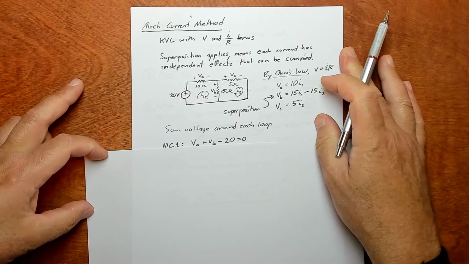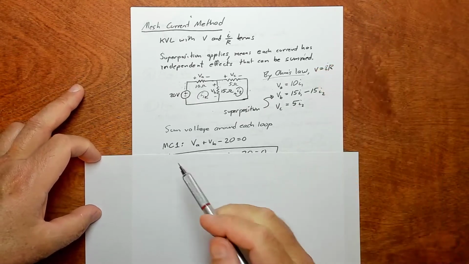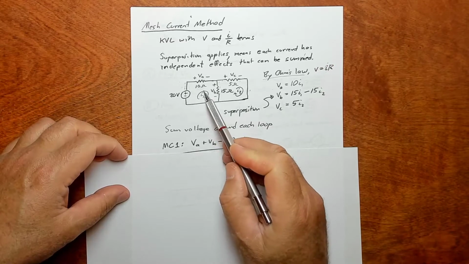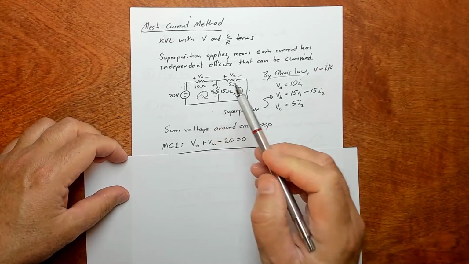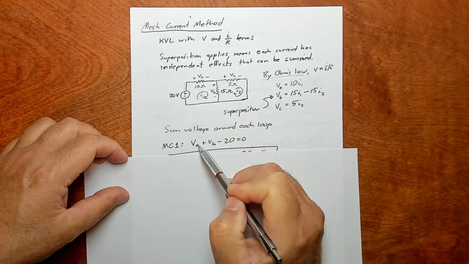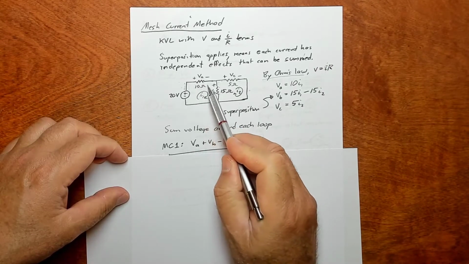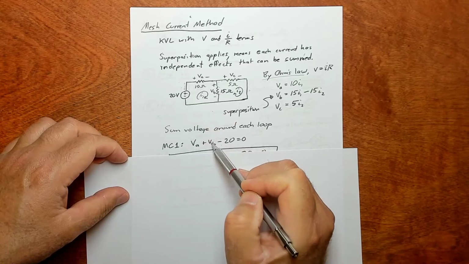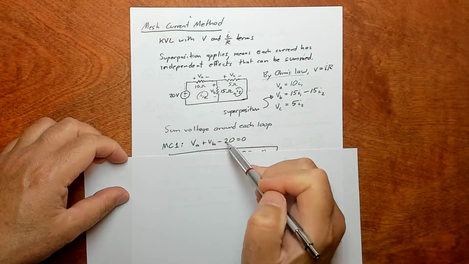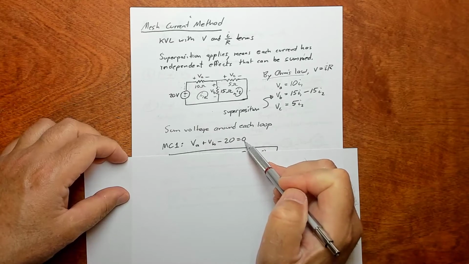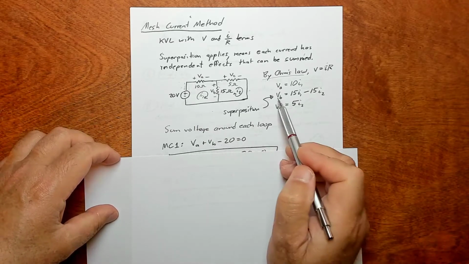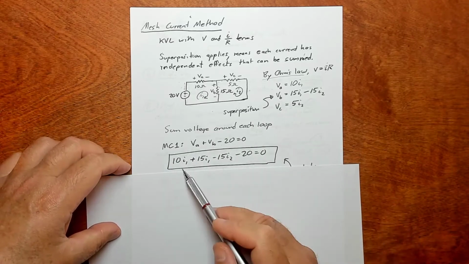So at that point, we can sum the voltages around each loop. I'd like to write MC1 for mesh current 1, and we're going to sum the voltages going around here. So we're coming into the positive terminal, so that's positive VA. We're going around this loop. We're coming into the positive terminal, it's positive VB. We're coming into the negative terminal, so it's negative 20, and those sum to 0. That's KVL. Then we substitute these VA and VB expressions in here, and you get this.